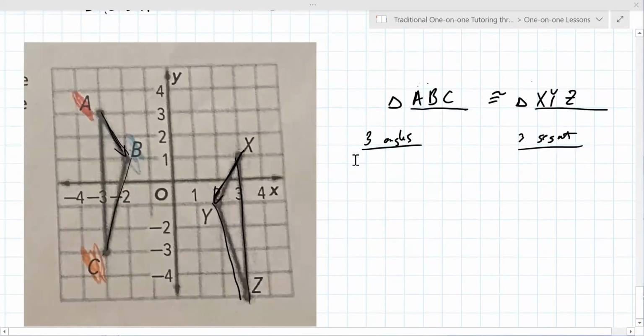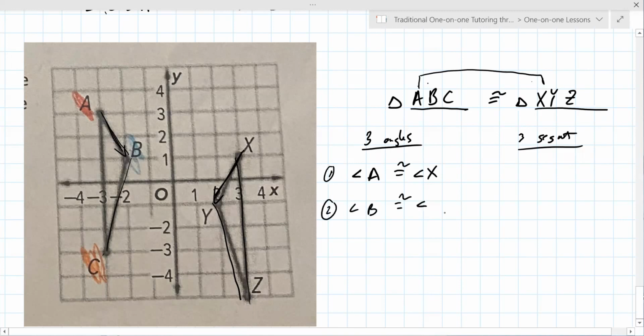I don't really know about the angles, but I think I can do the others. Remember that the first letter goes along with the first letter. So angle A is congruent to angle X. Okay, you want me to write that? Yeah, that's the first one. The second one is angle B equal to Y. Exactly. And the third one is C congruent to Z. Okay.